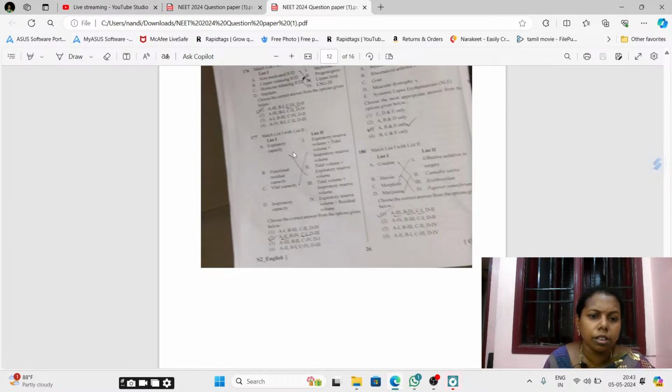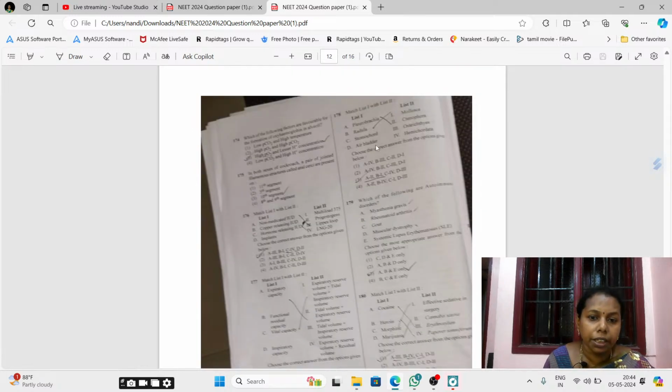177. Again, it is a match. Which is the answer is expiratory capacity, which is TV plus ERV. So, which is in the option 2, children. TV plus ERV. So, 2 it is coming. So, option 2 is the answer for 177.